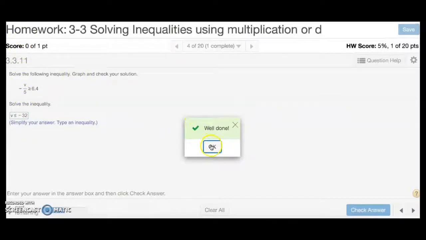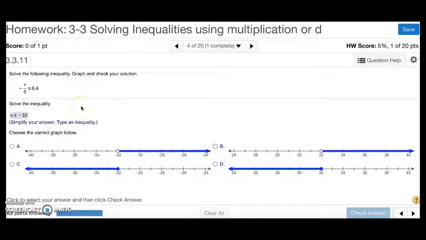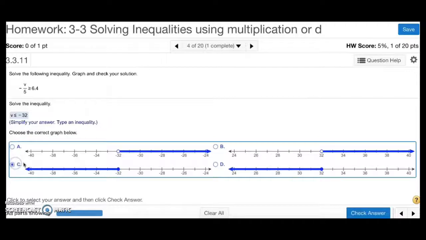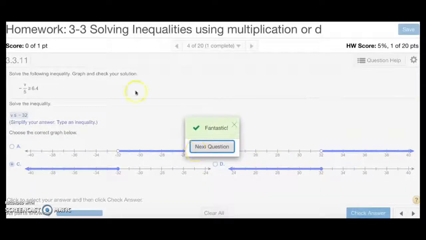Now let's graph it. So there's a line under the inequality, so it has to be a closed circle. And it's at negative 32, so it has to be C. D is at positive 32. So that's going to be the graph for number 4.